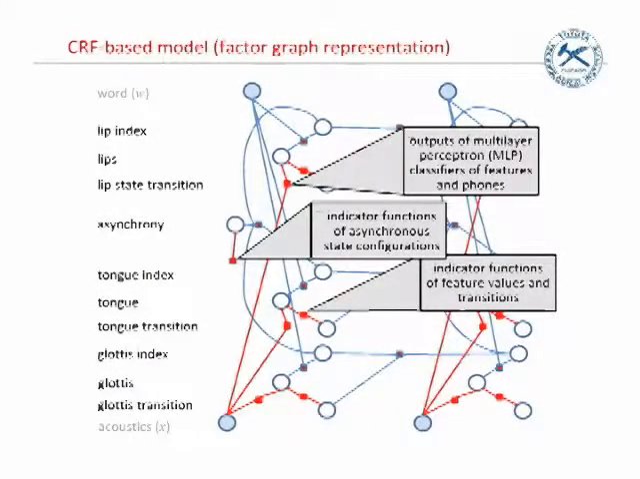I won't go through all of the details of the CRF, of course, but I wanted to show you what it looks like. It's actually a very similar structure to the DBN that I showed before. These little squares correspond to individual factors in this product. We have one factor for classifiers of articulatory features, which in our case are multi-layer perceptrons, one factor for transition probabilities, and one factor for asynchrony modeling.